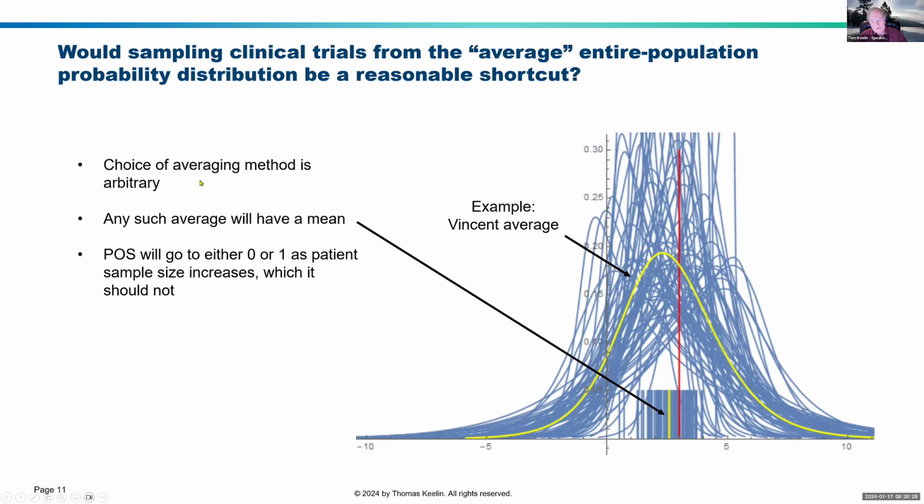But the key point for this presentation is that the choice of an averaging method is arbitrary. No matter what you use, linear opinion pooling or the Vincentization, which is this yellow one, no matter what average you use, that average is going to have a mean. And therefore, the probability of success will go to either 0 or 1 as patient sample sizes increase, which, as I've mentioned, it should not. So this is not a good way to make a shortcut to the above procedure.